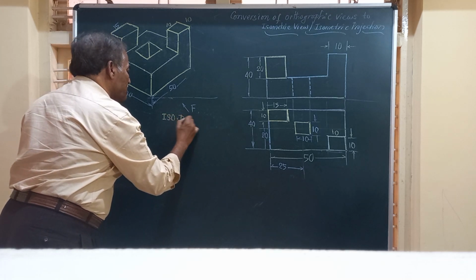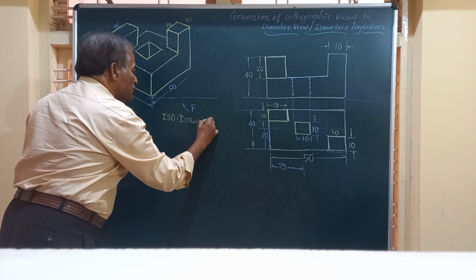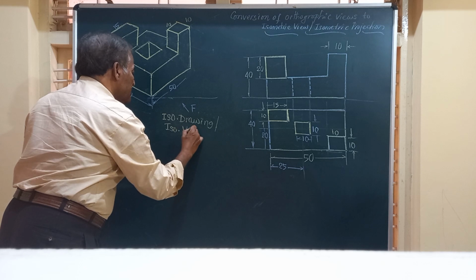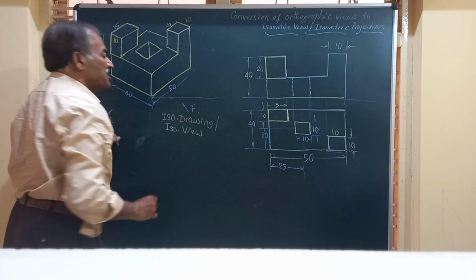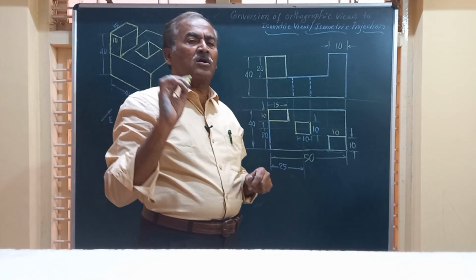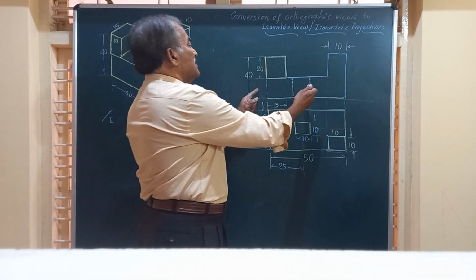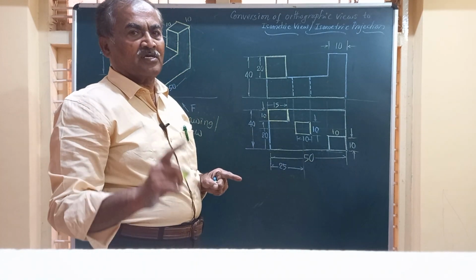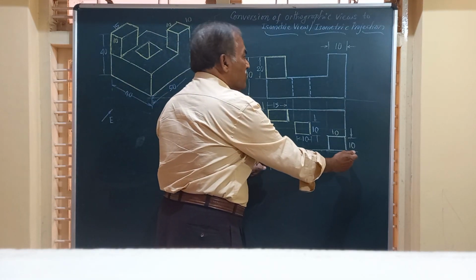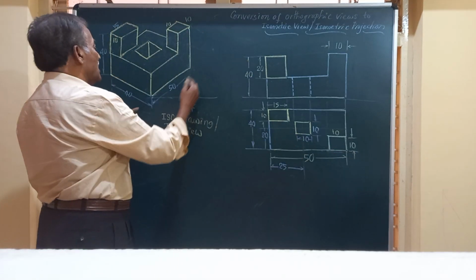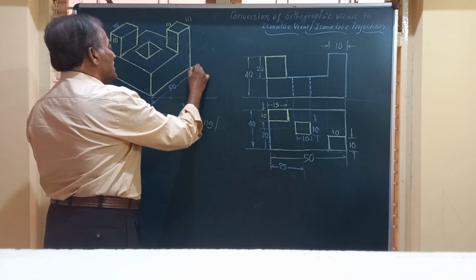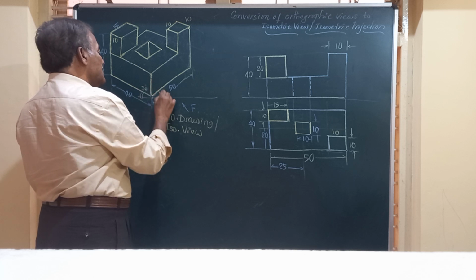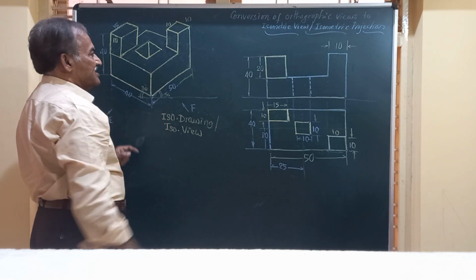I will say ISO drawing which is also called as isometric view. And these isometric drawing or isometric view are always drawn by taking the dimensions from the orthographic views to a scale of 1 is to 1. That means whatever the dimensions you have got here, same thing you are going to mark on two lines which are inclined at an angle of 30 degrees to the horizontal. This is 30 degree, this is also 30 degrees to the horizontal.